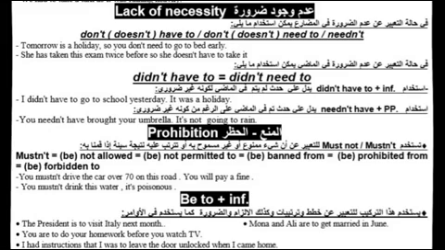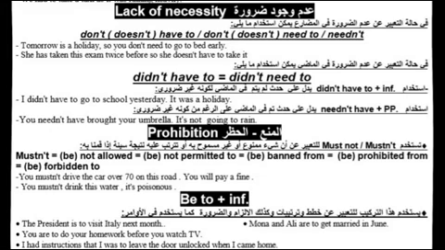ندخل على next step of our grammar rule اللي هي lack of necessity. lack of necessity عدم وجود ضرورة. في حالة التعبير عن عدم الضرورة في المضارع يمكن استخدام ما يلي: don't or doesn't as the subject pronoun itself, okay?